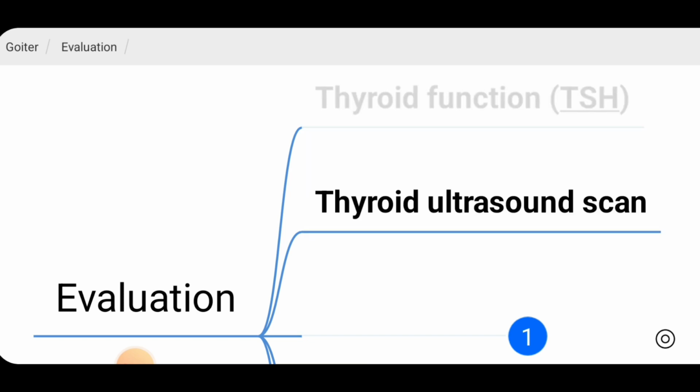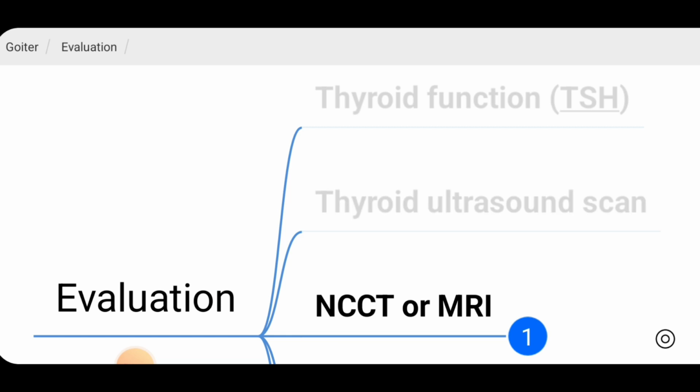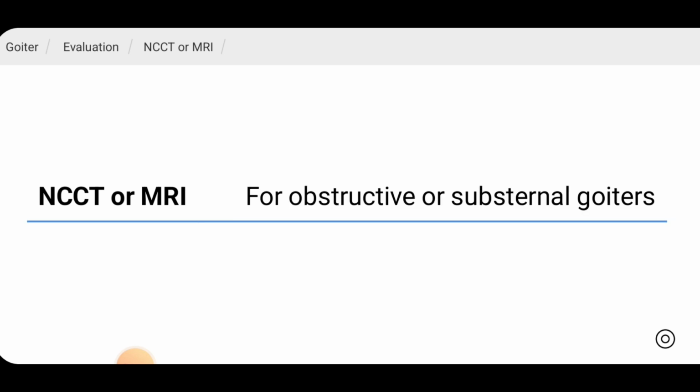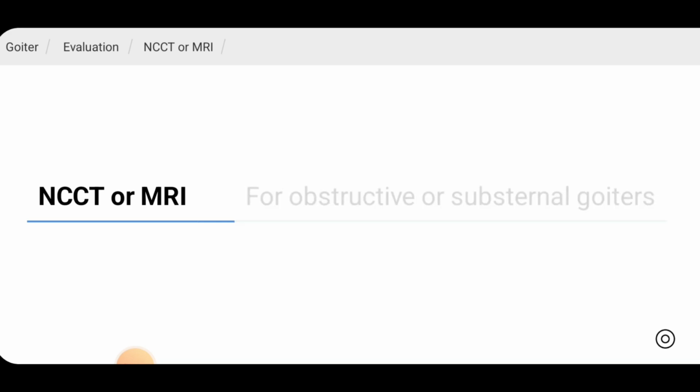Then we can do thyroid ultrasound scan to characterize the morphology of the thyroid gland, whether it is diffuse enlargement, nodular enlargement, solitary nodule, like that. And also sometimes we can do NCCT or MRI in cases where there are obstructive features and also in substernal goiter. So in those instances there is place for this imaging as well.